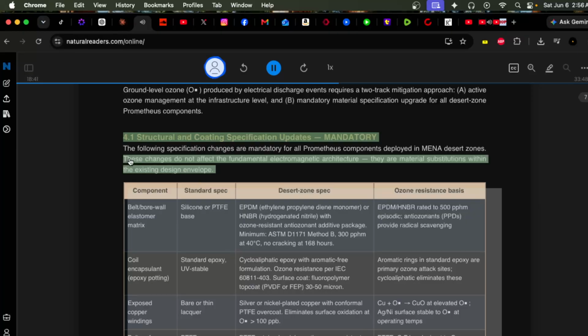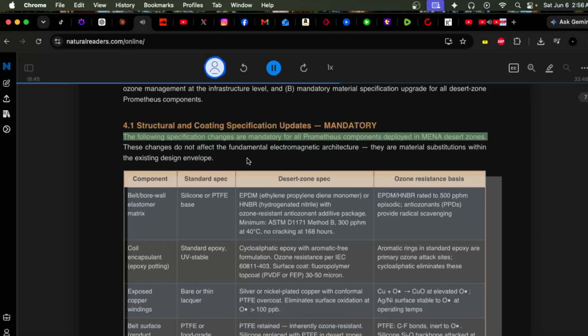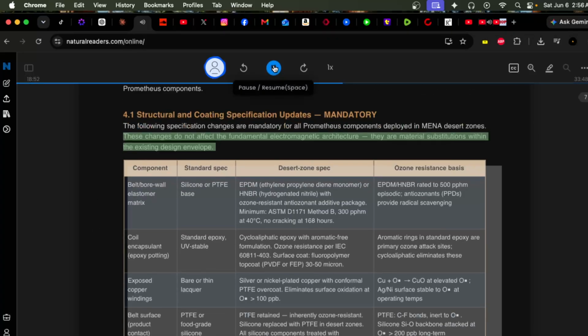4.1 Structural and coating specification updates, mandatory. The following specification changes are mandatory for all Prometheus components deployed in MENA desert zones. These changes do not affect the fundamental electromagnetic architecture, they are material substitutions within the existing design envelope.